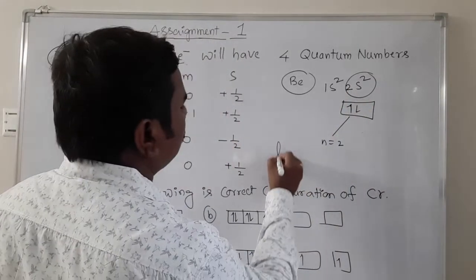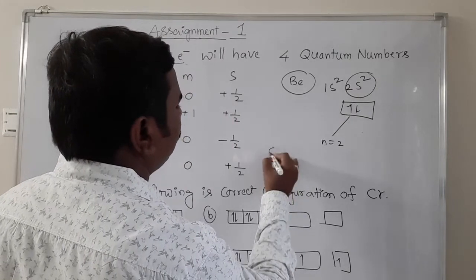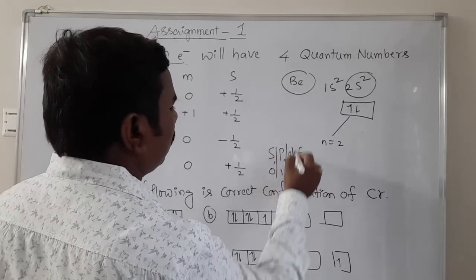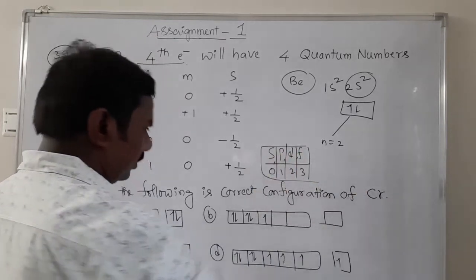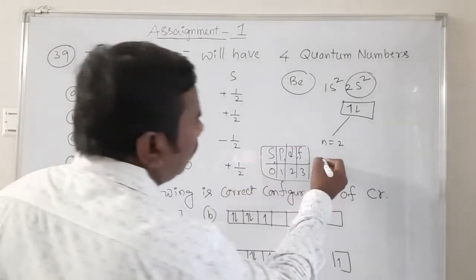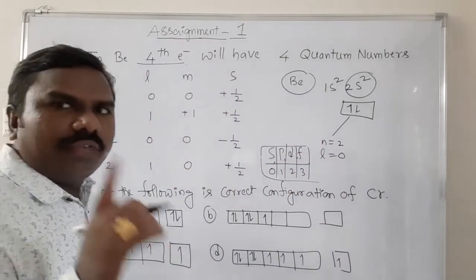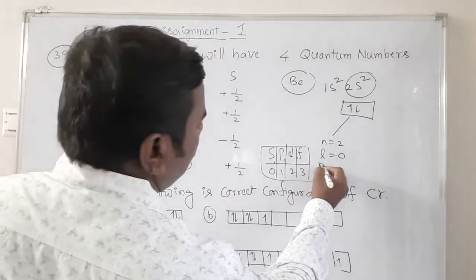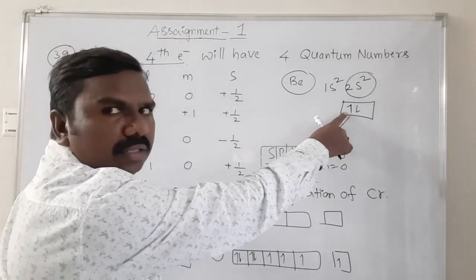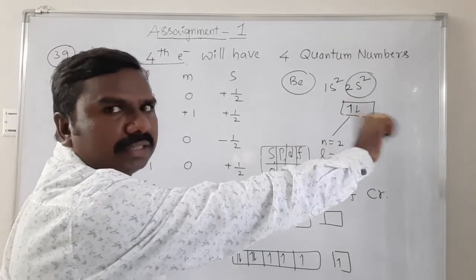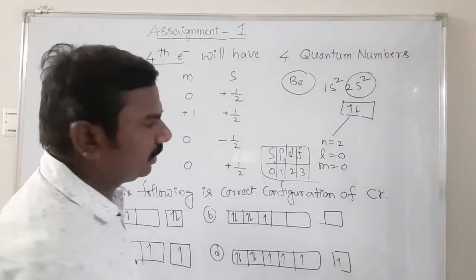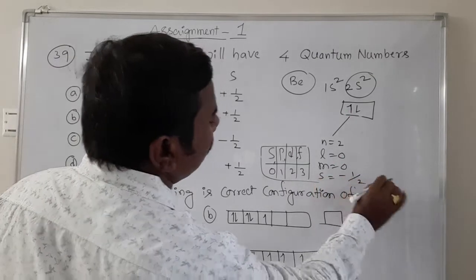So L values are SPDF, 0, 1, 2, 3. These are which values, students? L values. For S, L value will be 0. If L value is 0, M value is also 0. Last electron. This is the first electron, this is the last electron. First one is plus half spin, last one is minus half spin. Then spin quantum number is equal to minus half.